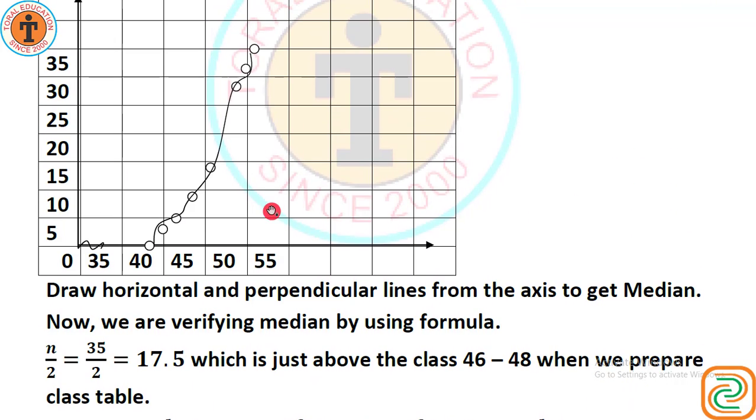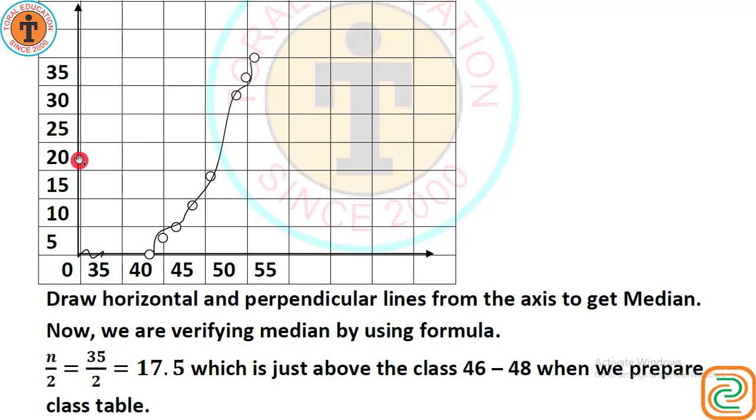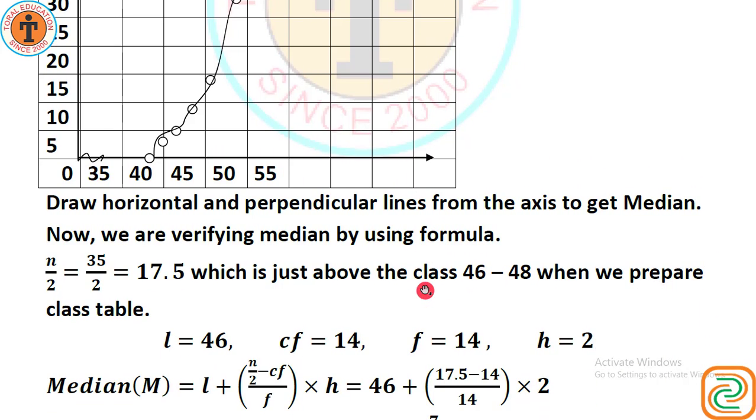Look at the graph. N by 2 is 17.5. If we draw a line here, we will get the median on the x-axis. This is similar to the formula.